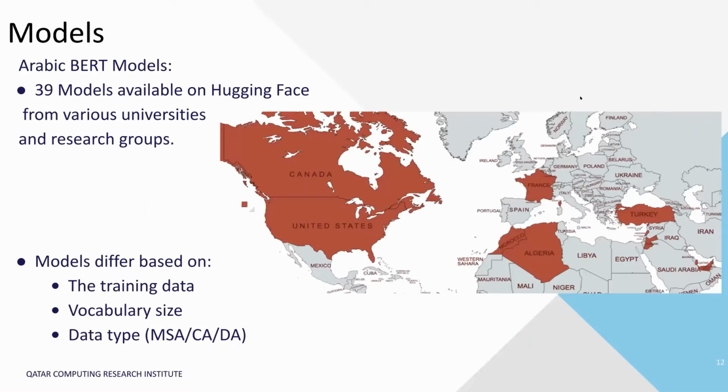Going back to the Arabic models, in the last year and a half or 2 years, I have been able to enumerate around 40 models that are available now in Hugging Face, from various places in the world. And these models are not all the same. They have differences either in the training data, the way they were trained, the vocabulary size, or the data type itself, not just the size, but whether they include MSA, classical Arabic, dialectal Arabic, and so forth.